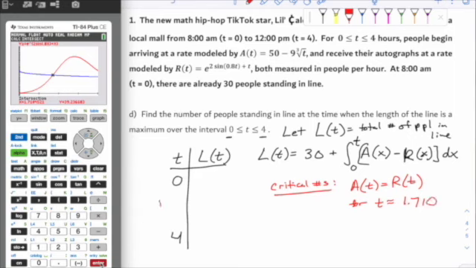And as far as what you write on paper, I'm writing 3 places, but since I'm going to use that to get the length of the line, I might not want to round. I would want to write more decimal places here, because I'm going to use it to get L of t, and if you use a rounded value, then your answer might not be as accurate.